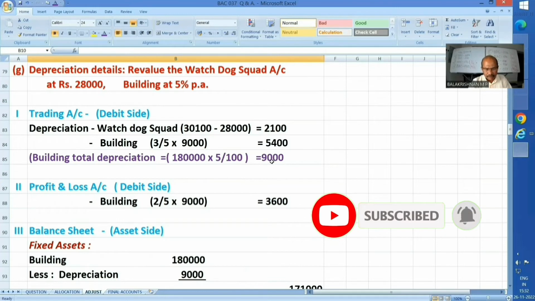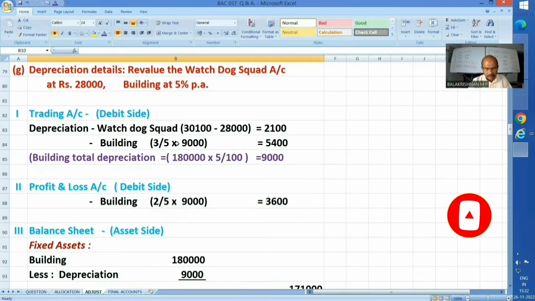5% depreciation comes to 9,000. So in the trading account part, we are taking 3/5, and in the profit and loss account part, we are taking 2/5. That is 3,600. Okay, so depreciation has been taken here. As far as the building is concerned, depreciation is taken in 2 places: the trading account and the profit and loss account.